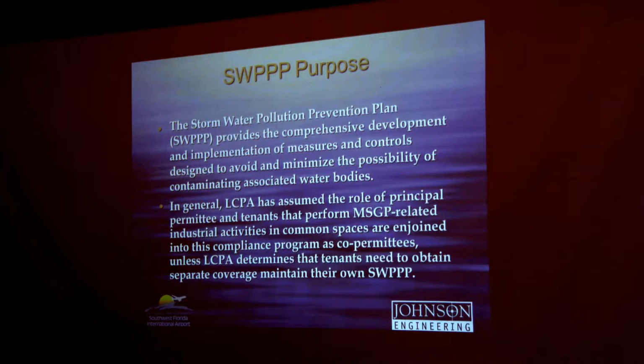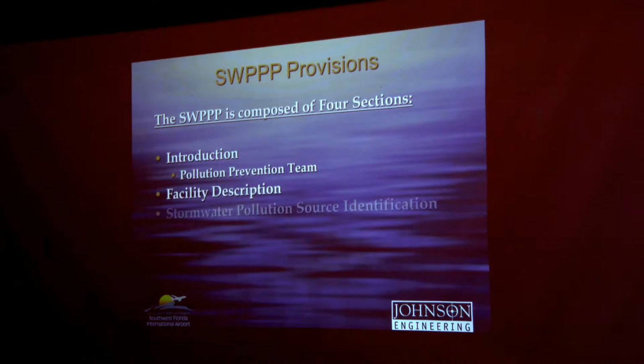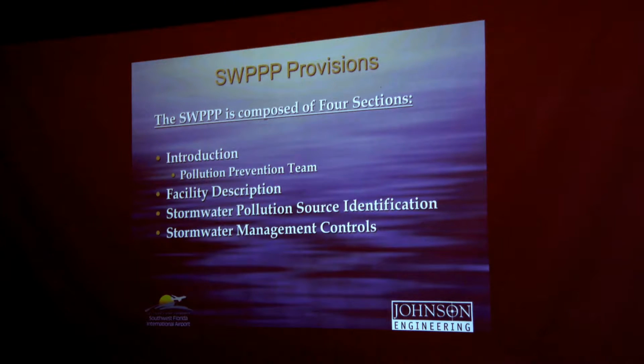The SWIP is the comprehensive development and implementation document for measures and controls necessary to avoid and minimize the potential for contaminating water bodies. Generally speaking, LCPA assume the role of principal permittee. Tenants that perform industrial activities in common spaces are enjoined as co-permittees unless the LCPA determine that the tenant needs to obtain separate coverage and maintain their own SWIP. LCPA has developed and implemented its own SWIP for several years now and continues to update and implement the plan.